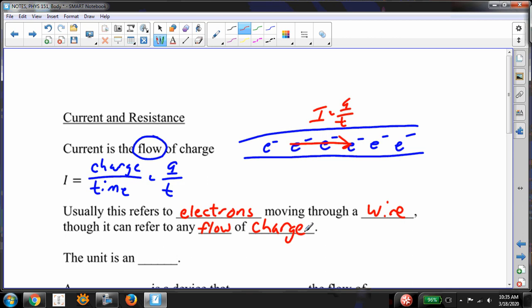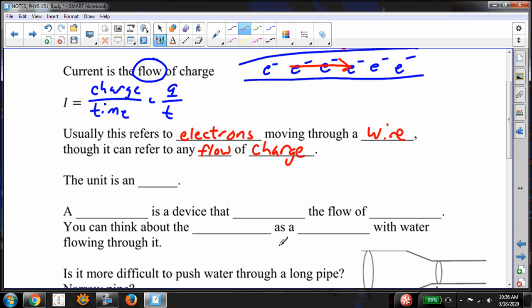Though later, when we discuss the flow of cations and anions across the cell membrane, we can describe that in units of current. The unit is an ampere, or an amp. It's capitalized when it's abbreviated, or capital A. You might see this unit on some of your electrical devices. A resistor is a device that resists the flow of electricity.